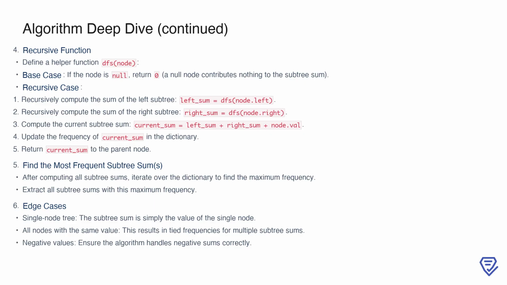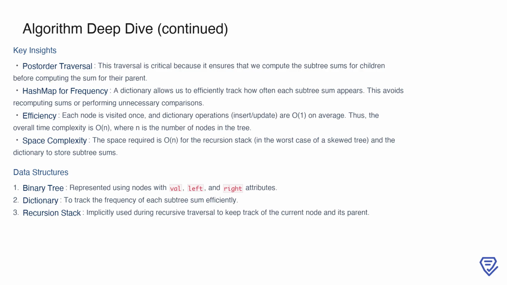Additionally, since the tree may contain negative values, the algorithm should handle these correctly. This approach relies on several key insights. First, post-order traversal is essential because it ensures that we compute the subtree sums for a node's children before calculating the sum for the node itself. This dependency is crucial for the correctness of the algorithm.